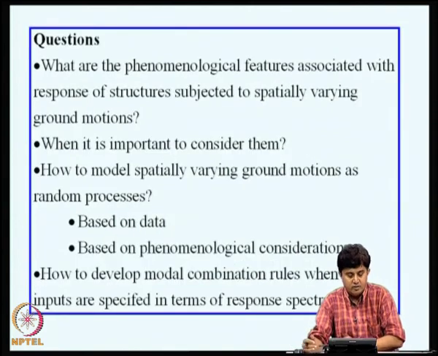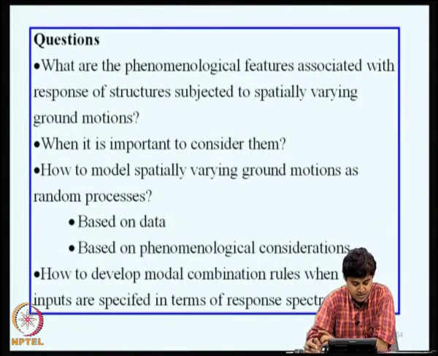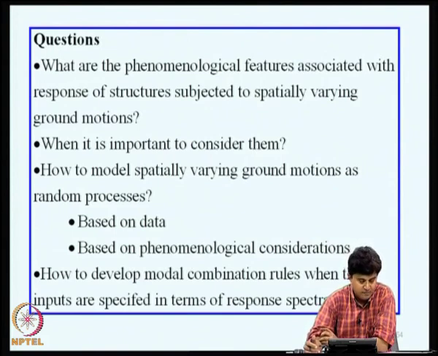Now, the question that we need to ask if we want to study the spatial variability: what are the phenomenological features associated with the response of structures subjected to spatially varying ground motions? When is it important to consider them? Now, how to model spatially varying ground motion as random processes? You will have to develop a random process model which takes into account the 4 phenomenological features that we just now mentioned. This modeling could be purely based on recorded instrumental data or based on phenomenological considerations.